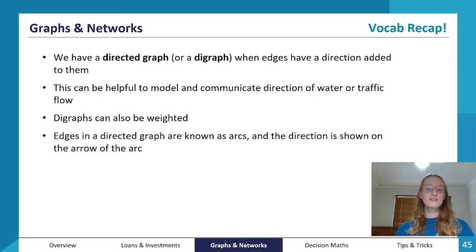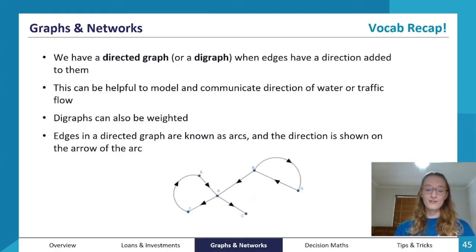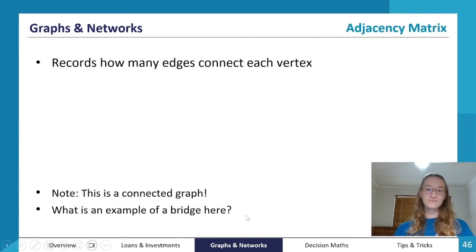And edges in a directed graph are known as arcs, and the direction is shown by having an arrow on the arc. So here you can see that there is a one-way connection from G to B, but we also have a one-way connection from B to G. You can see we have a one-way connection from A to C, but you actually can't get back to A. It's only a one-way direction. So that's interesting there as well.